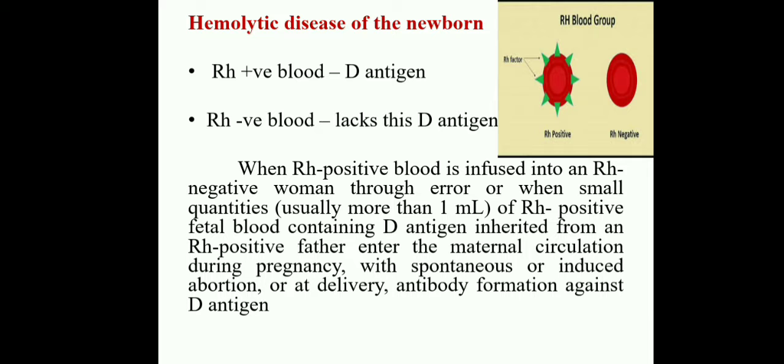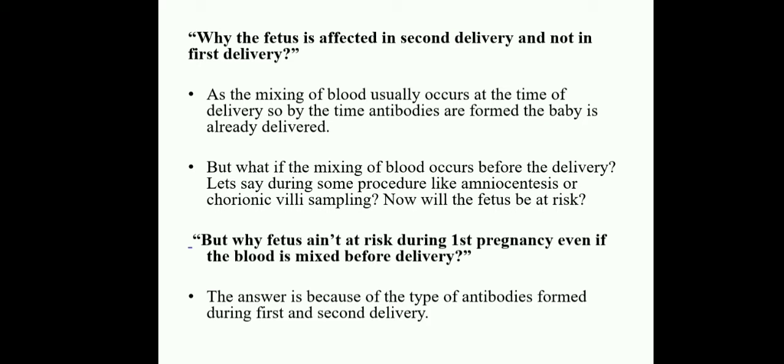But how do we prevent this? I will ask one question: why is the second baby affected and not the first? Look at this: why is the fetus affected in the second delivery and not in the first delivery? The first baby is not affected, the second baby is affected. Why? What is the reason? Maximum mixing of blood usually occurs at the time of delivery, so by the time antibodies are formed, the baby is already delivered.